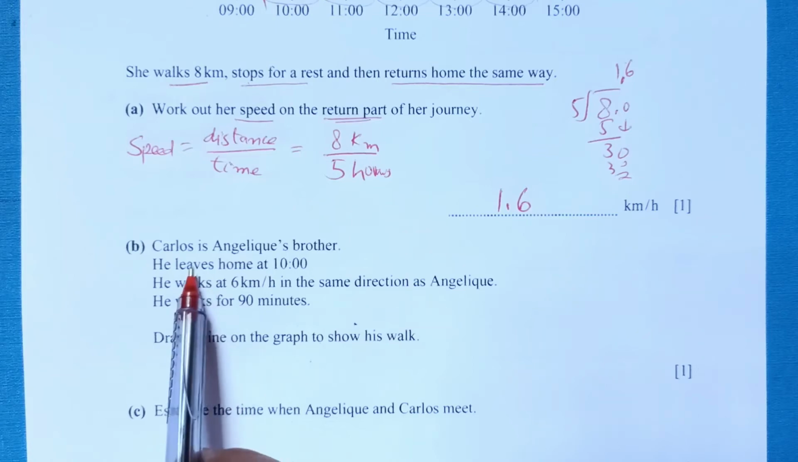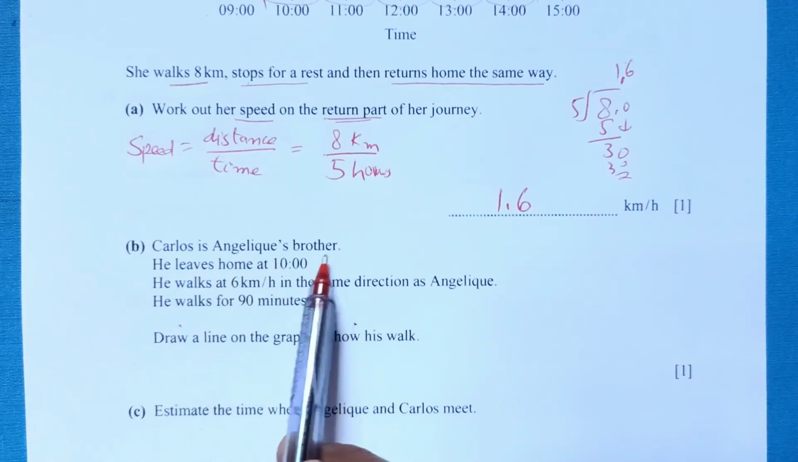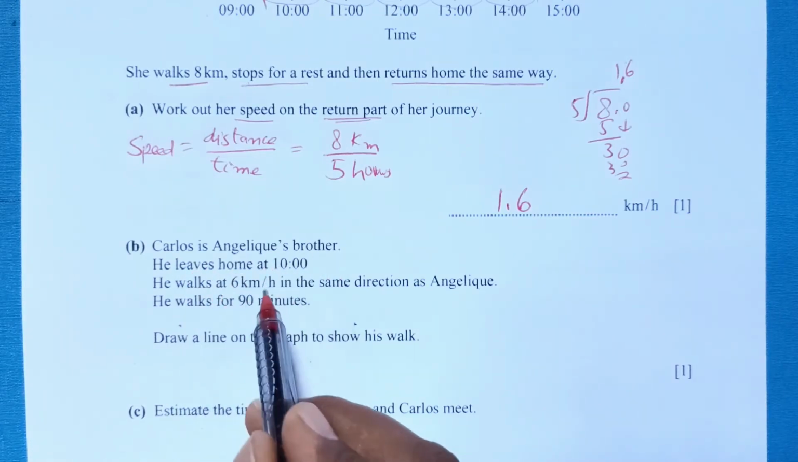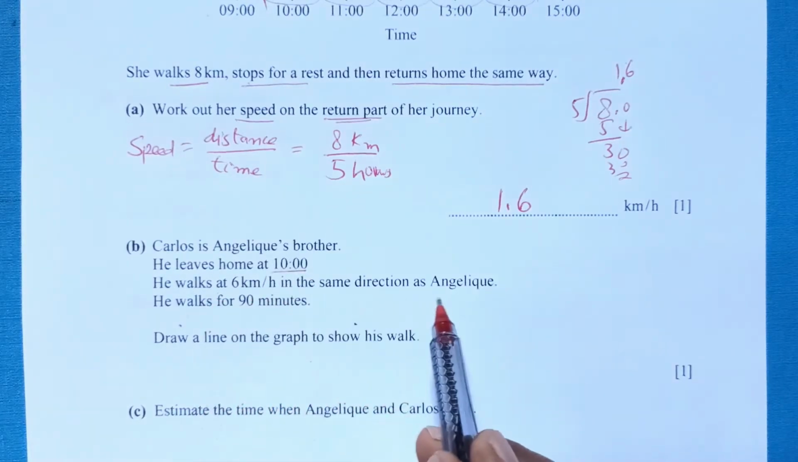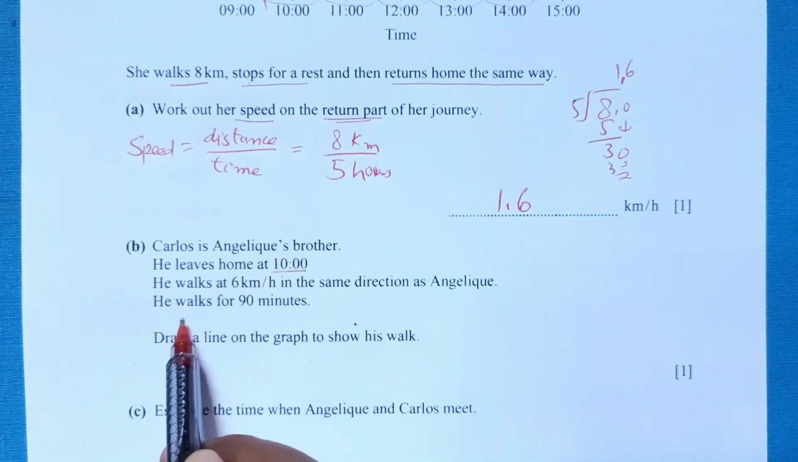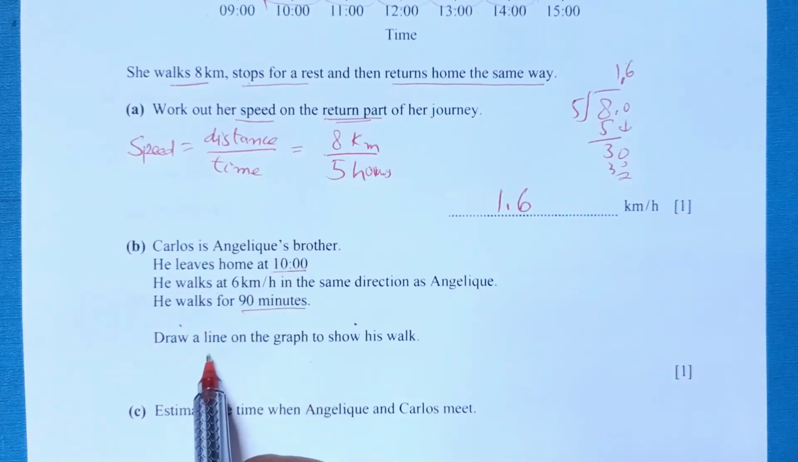Now, Carlos is Angelique's brother. He leaves home at 10. He walks at 6 kilometers per hour in the same direction as Angelique. He walks for 90 minutes. Draw the line on the graph to show his walk.